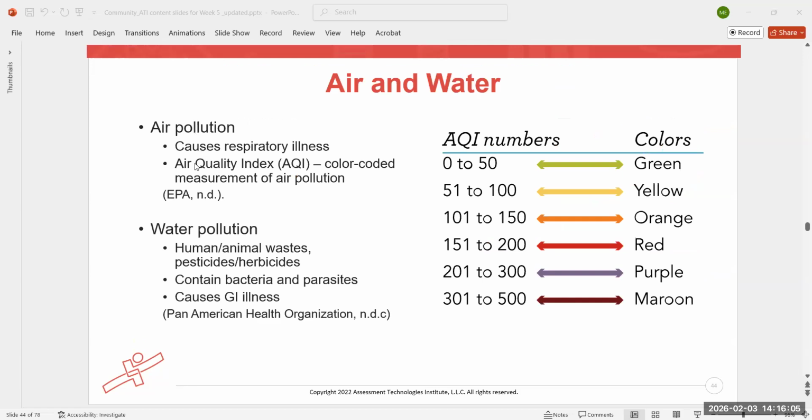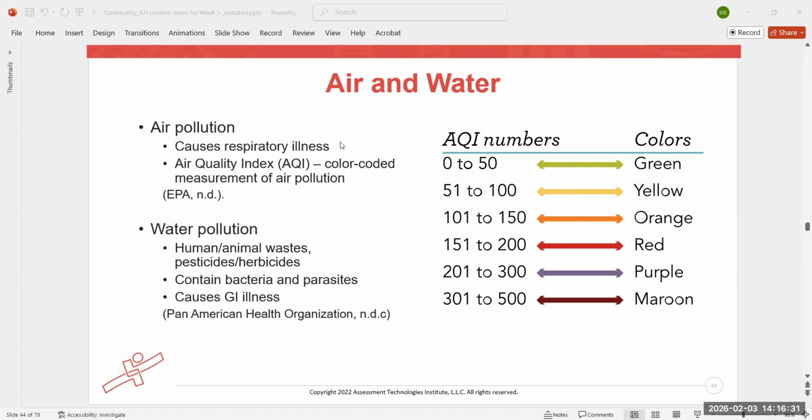Air pollution can cause respiratory illnesses. There is an air quality index, and especially on the weather app, it gives daily air quality index indicators for you, so that if you have a higher susceptibility for respiratory illness or you have pre-existing issues, it gives you an idea of whether to maybe stay inside.